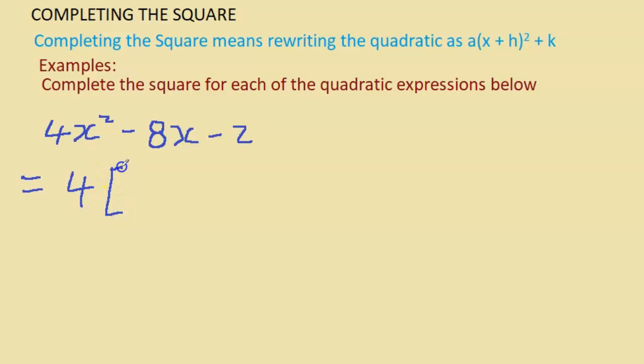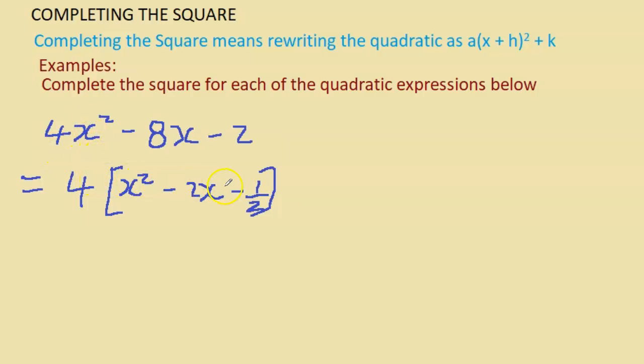And when we factor, we all know about factorization. We need to divide each of these terms by 4. So divide the first term by 4, we get x squared. Put this term over 4, we get minus 2x. And you put minus 2 over 4, you get minus half. Alright, so that's the first step. You factor out the coefficient of the x squared. In this case, it's 4.